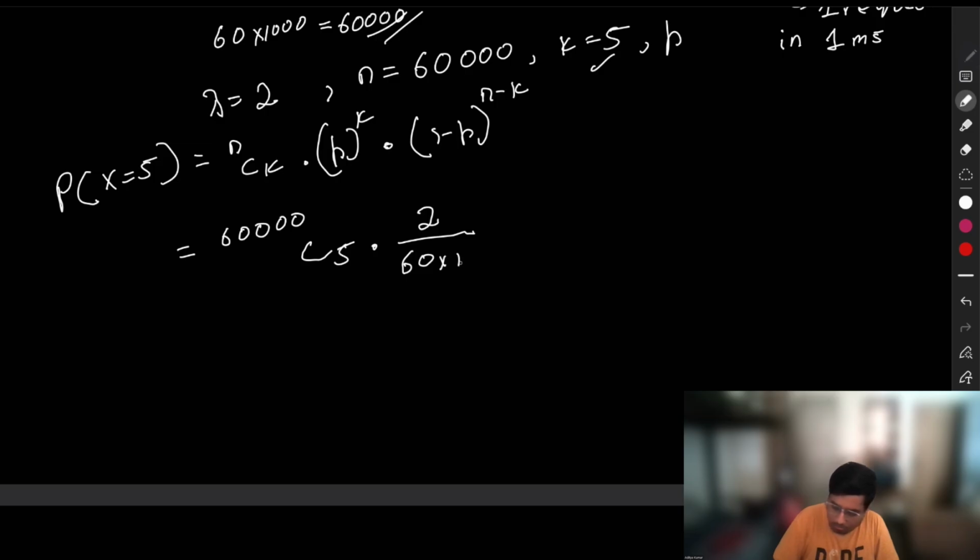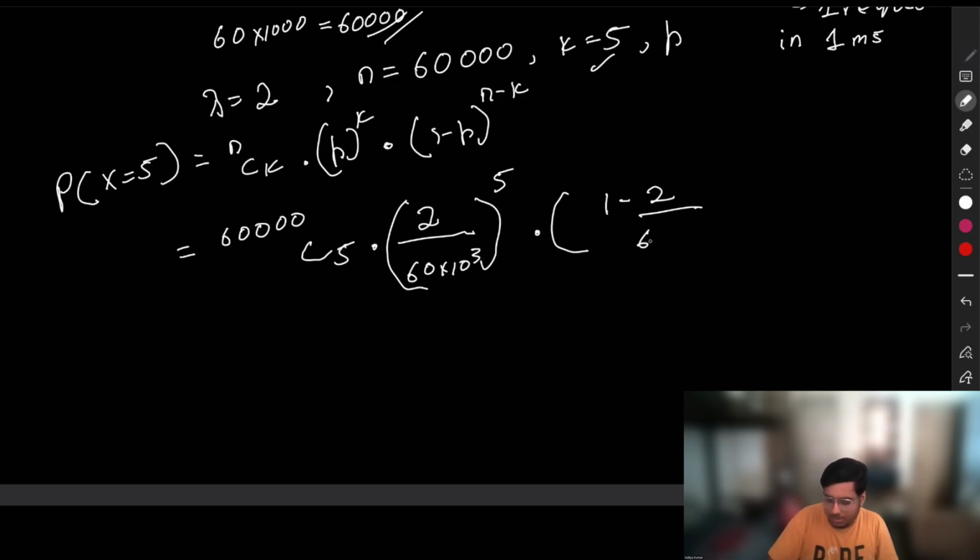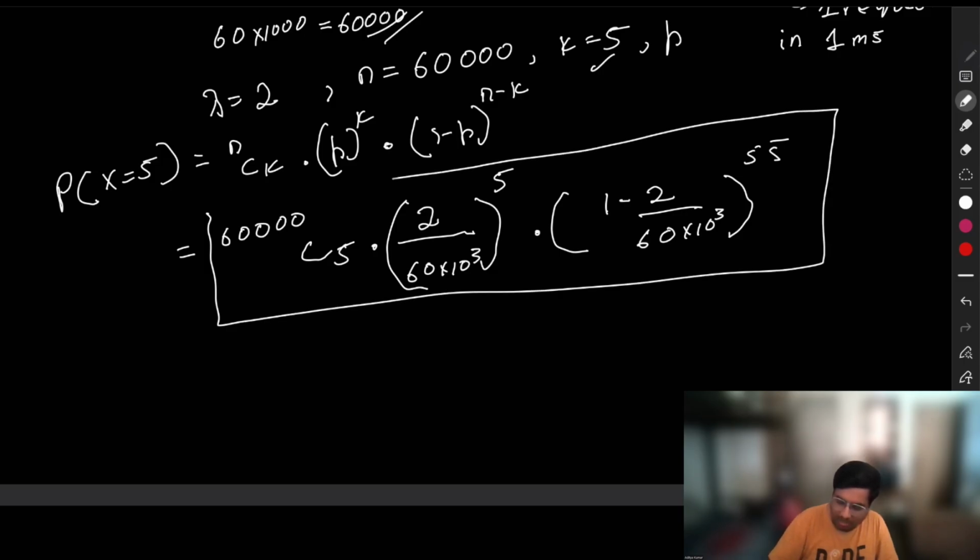So 60 into 10 raised to the power 3, raised to the power k, which is 5, multiplied by (1 minus 2 by 60 into 10 raised to the power 3), raised to the power 55. Now you can see the computations are getting a little bit difficult here. Let the box be slanted, but the amount of calculations you have to perform to get a desired result is very high.